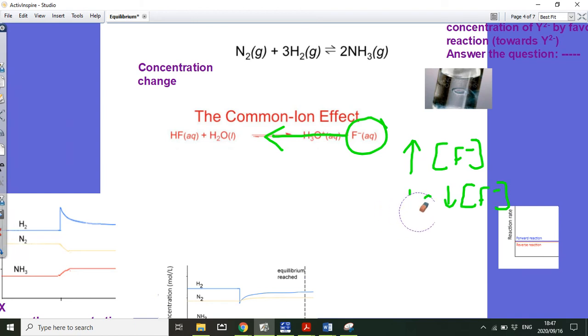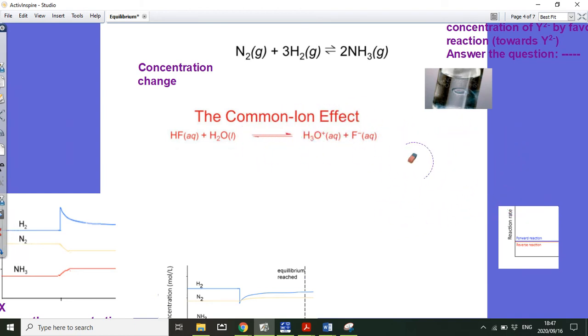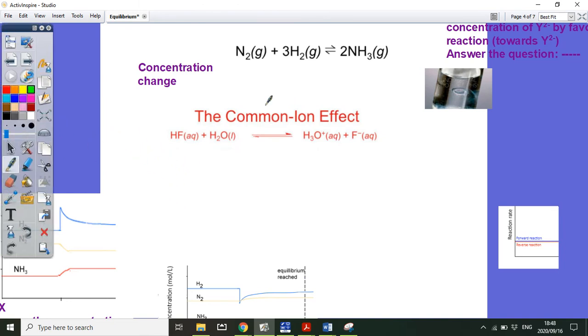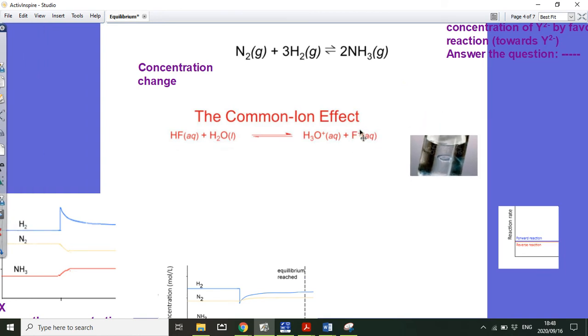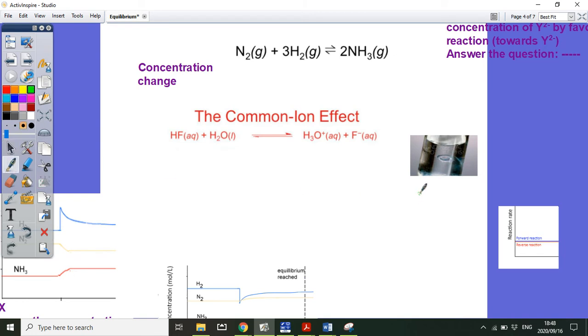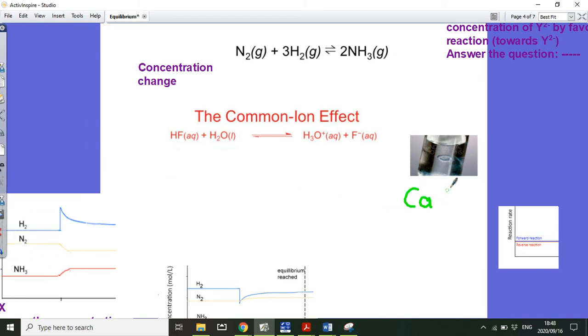But now what you need to look out for is if they say a precipitate forms or an insoluble solid forms. Now I've gone and looked up what forms a precipitate with a fluoride ion, and calcium fluoride is a blue solid, like you can see there. So when calcium fluoride forms, it will be a solid.